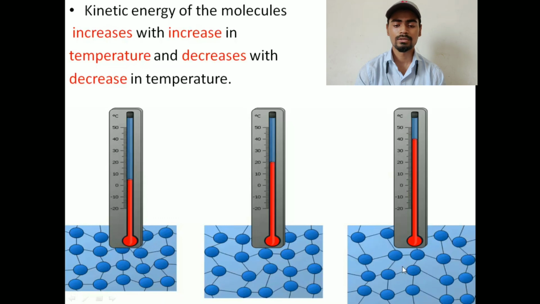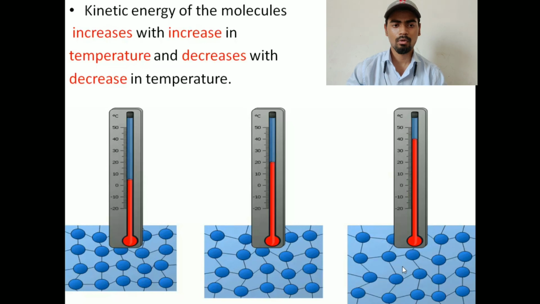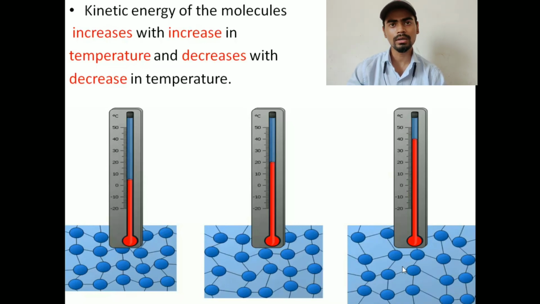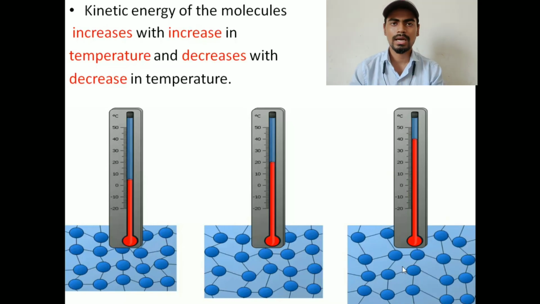Okay, so can we say from this that as we go on increasing the temperature, the motion in the particles will increase, or say the kinetic energy of the molecules or particles will go on increasing. And in the reverse order, if we go on decreasing the temperature, the kinetic energy will go on decreasing.